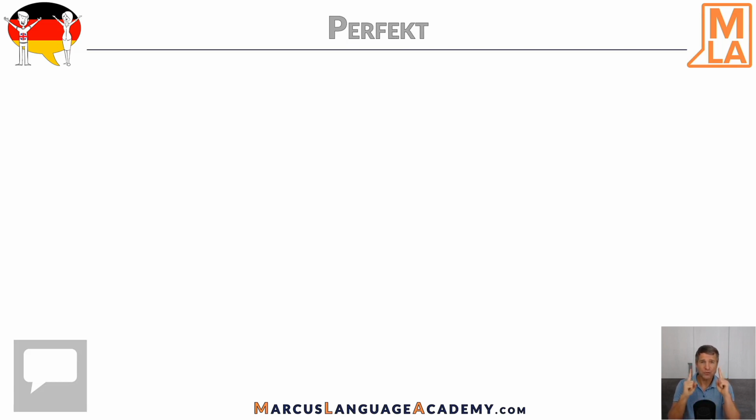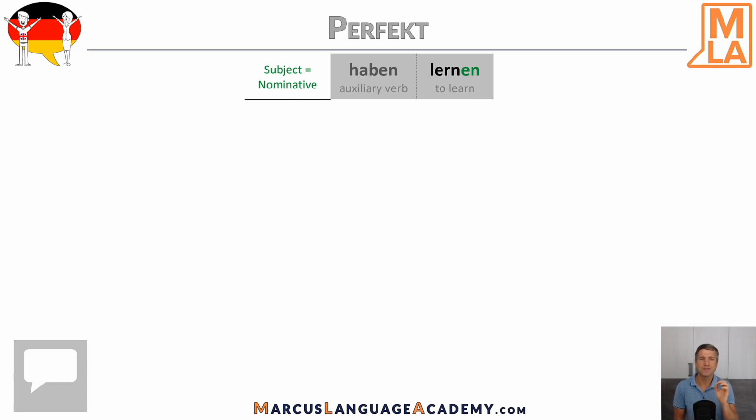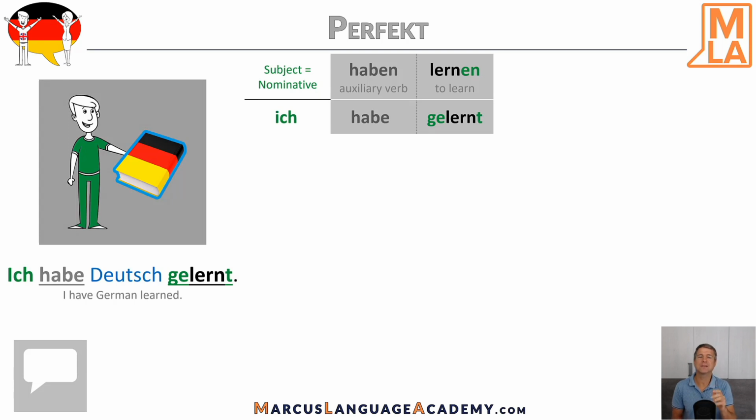Okay, so now let's look at the perfect in detail. Remember that almost all verbs in spoken language take the perfect. First again, a regular verb, lernen, to learn. But for the perfect, we need an auxiliary verb. That is usually the verb haben. The first person singular is then conjugated like this. Ich habe gelernt. It is simply the conjugation of haben and the participle of the verb.